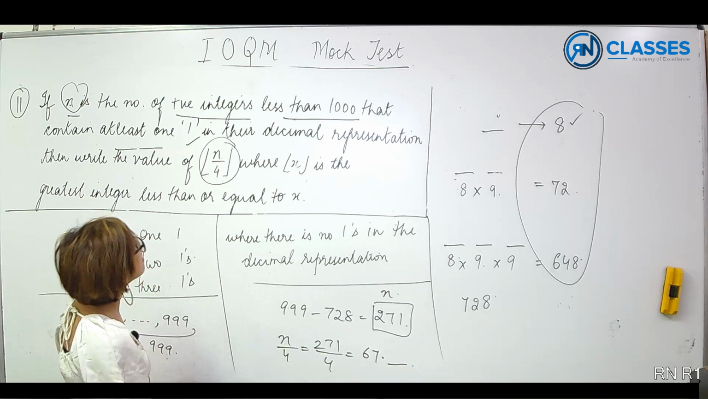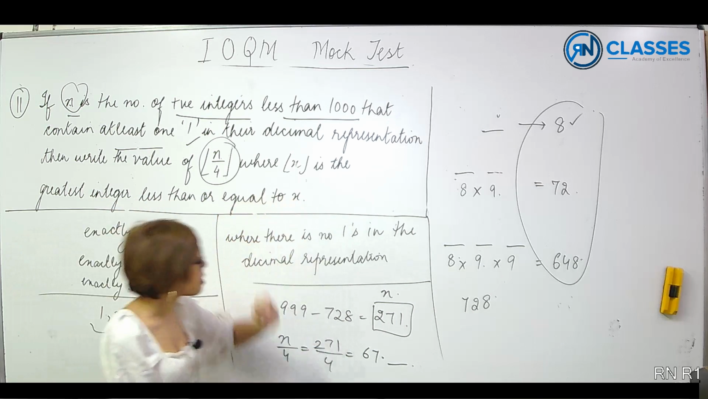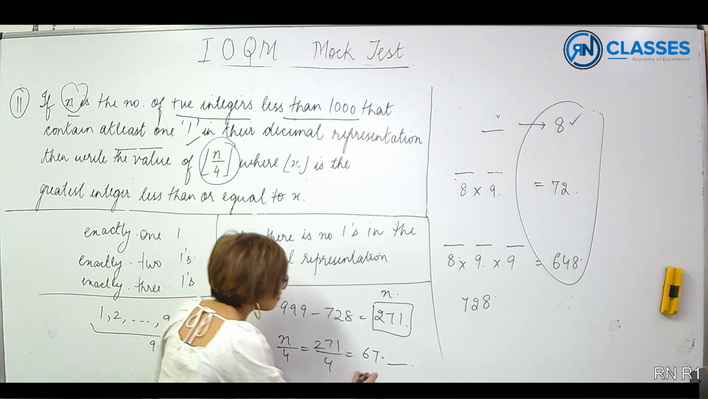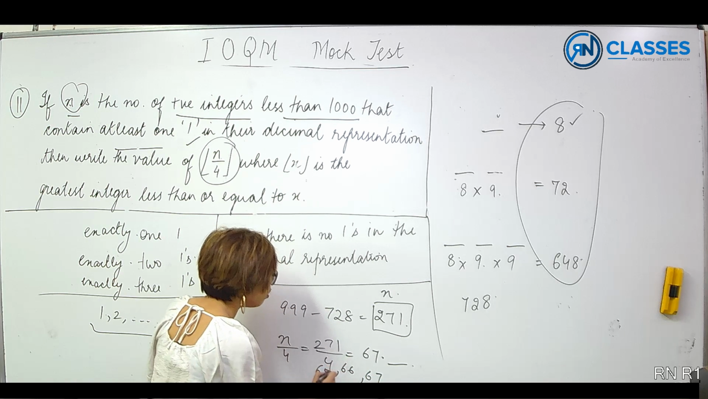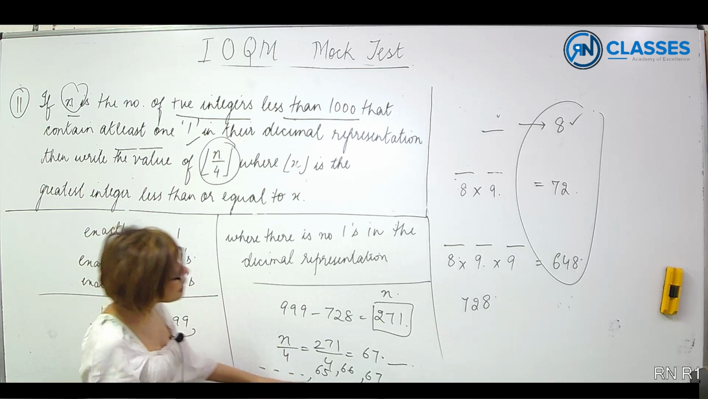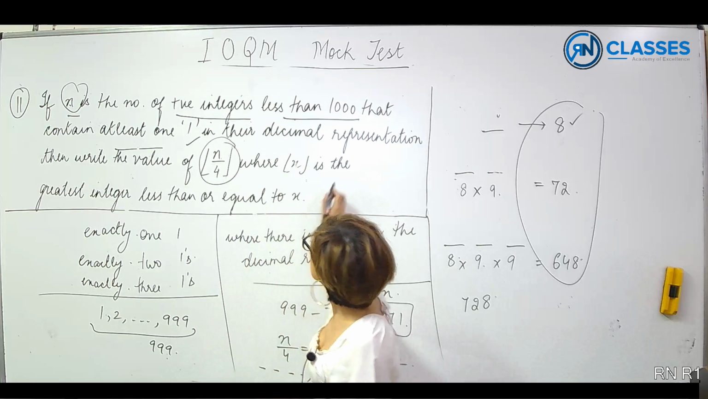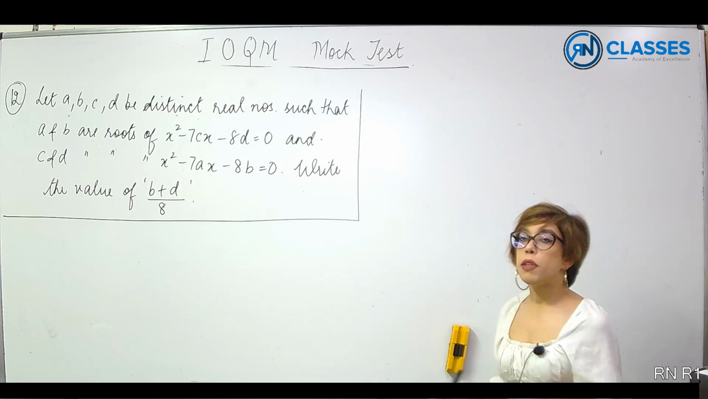Now he says I need to find the greatest integer less than or equal to x. Now this is 67 point something. The integers less than it are 67, then 66, then 65 and so on. The greatest among these is 67. That is why the answer for this question is 67. Alright, on to the next one.